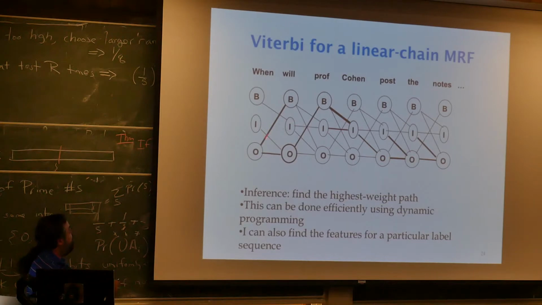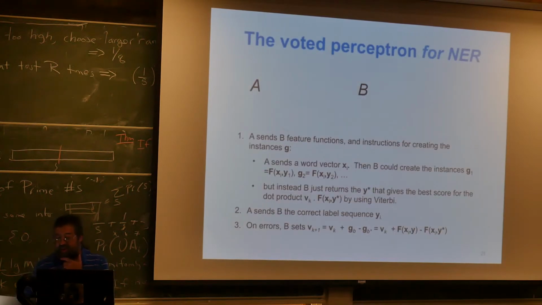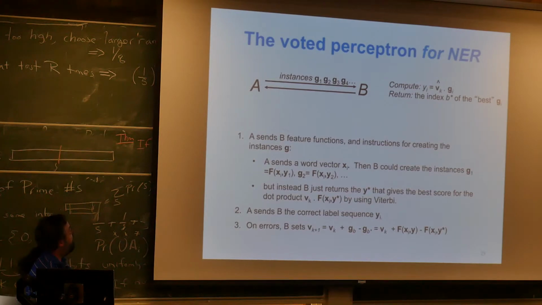So even though there are many, many different possible combinations, I can find the path that gives me the best label efficiently. If I tell you the right labeling, say outside, outside, begin, inside, outside, outside, outside is the correct labeling, you can also look at all the features that fire along this path, all right? Since the features are local to a particular pair of things, you can do that computation quickly. So this gives you a way of doing this voted perceptron algorithm for named entity recognition.